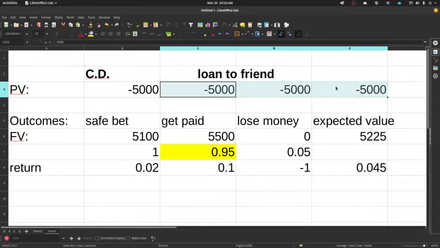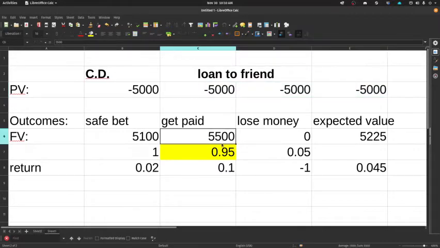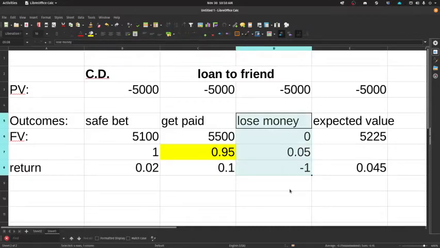So in any case, you are losing $5,000 up front. And I've got 3 copies of that just to make the formulas a little bit simpler. If you get paid back, you're going to get 5,500 bucks, and your return looks like 10% if you are in that column. But if your friend goes under and they don't pay you back, then you're looking at a 100% negative return. So 10% up, 100% down.